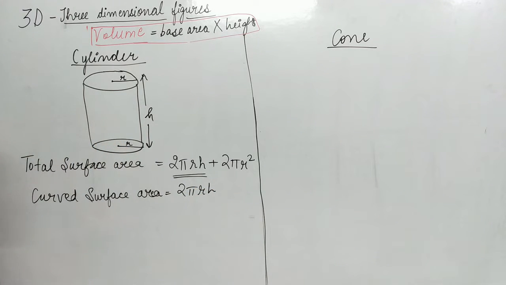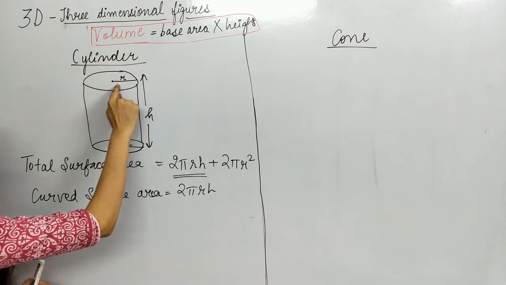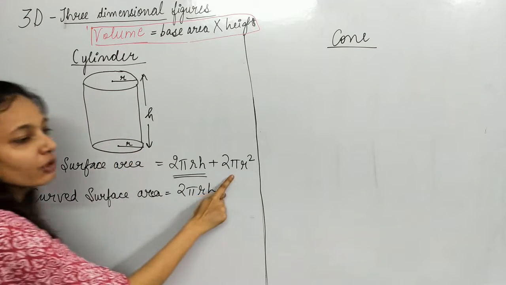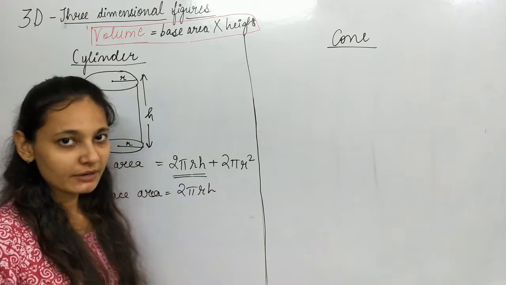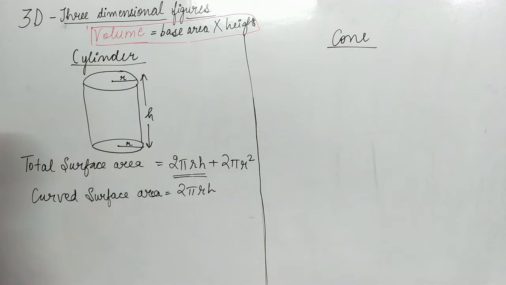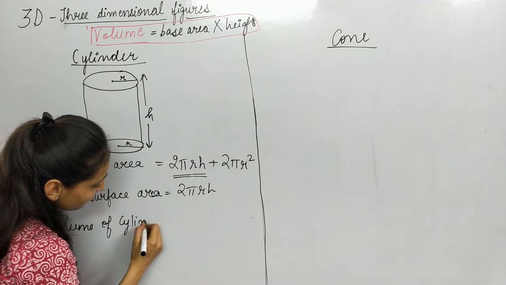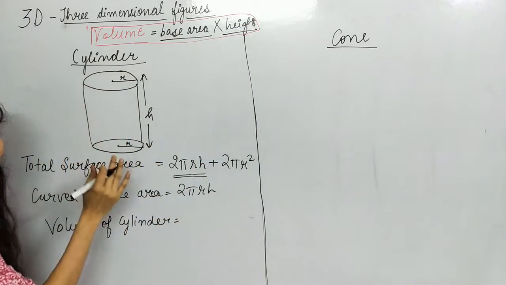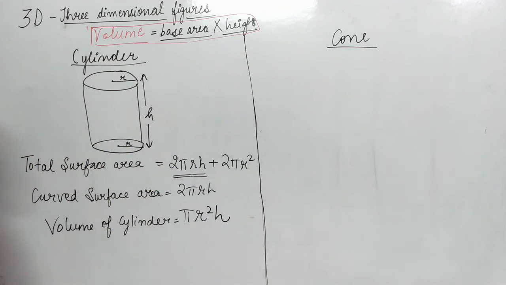Okay, so what will be total? Total surface area will be curved plus top pi r square, area of circle pi r square, bottom area of circle pi r square. Pi r square plus pi r square gives you 2 pi r square. So total surface area of cylinder is 2 pi RH plus 2 pi r square, and curved surface area is 2 pi RH. Okay, and the volume of cylinder is base area into height. What is base area? Pi r square. This base area into height gives you volume of cylinder.